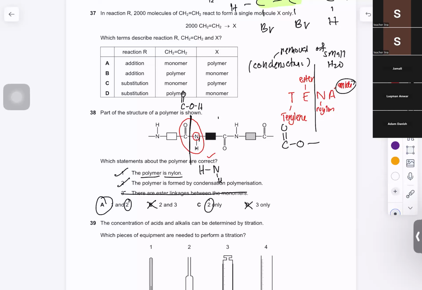Right, right. This one is amino acid, because the boxes are not the same. If the boxes are the same, like all black here, then that one is a nylon. If the boxes are not the same, that one we call amino acid. You need to correct that one. So the answer will be C only. Thank you, teacher. Is it clear? Any questions? None. Okay.